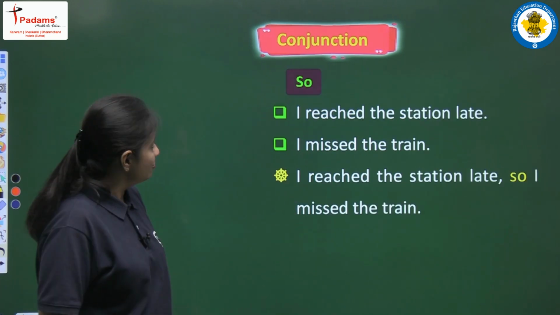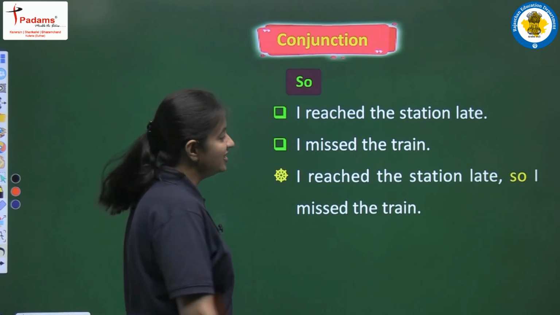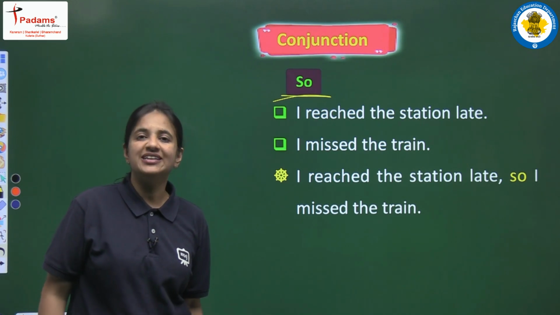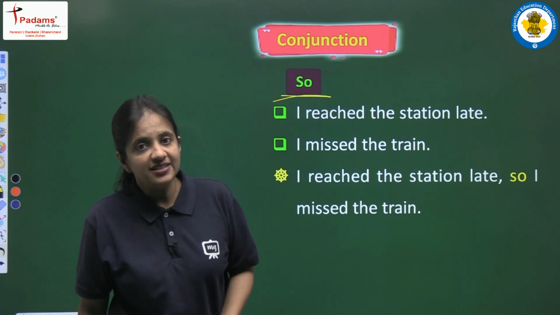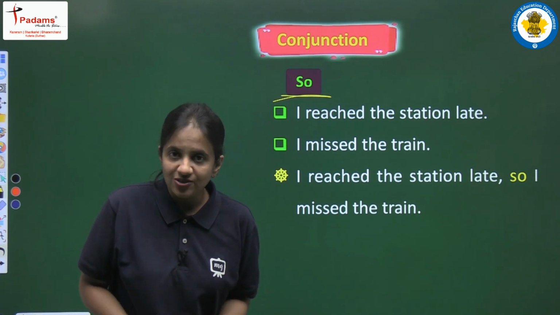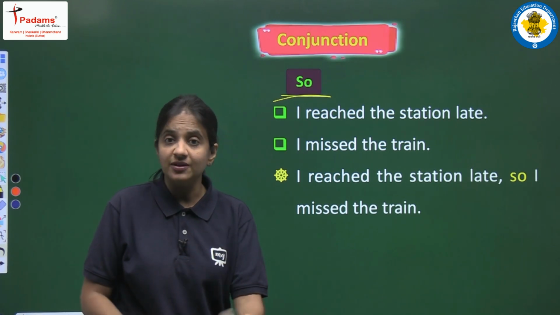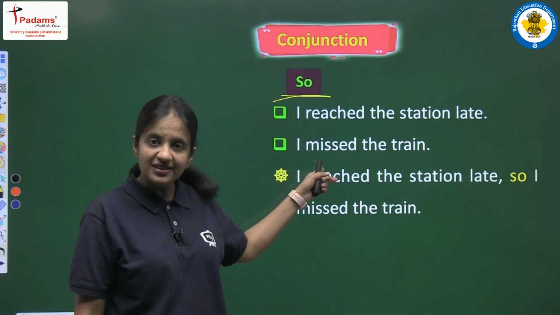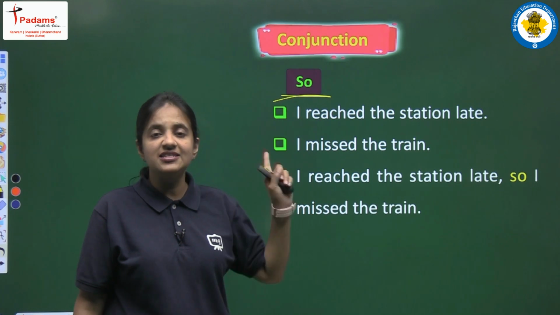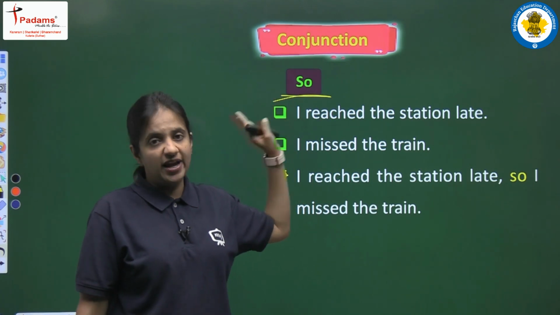Okay. Moving on, we are having the next conjunction here with us. Now we will talk about so. It is also one of the conjunctions, and it is used in the same way as we discussed for therefore. It means it is also used to show the result of something. So yes, we are having two sentences and we have to do the same thing. We have to combine these two sentences into one using so, right? So let's read.